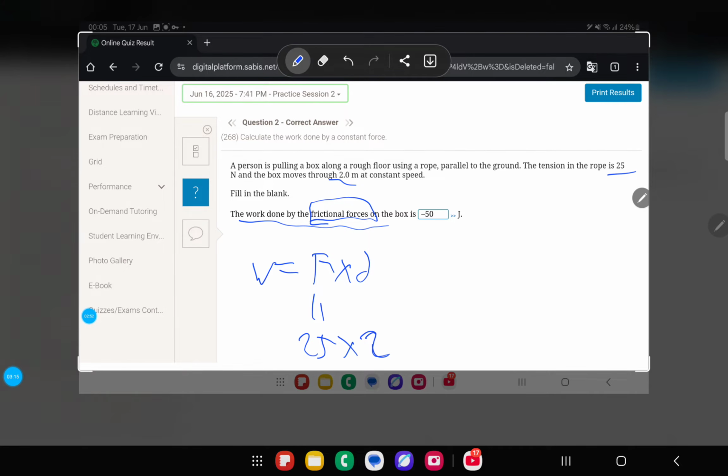Now we'd say, oh, it's 50. No. They said the work done by the frictional forces. So the force will be negative because they're asking for the work done by frictional forces, right? The work done by the opposing forces, so it will be negative. Negative 25 times 2 is equal to negative 50 joules. That's it.